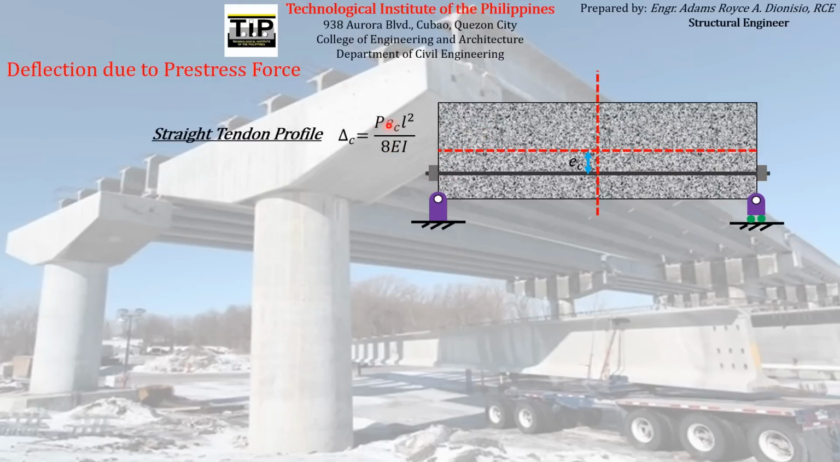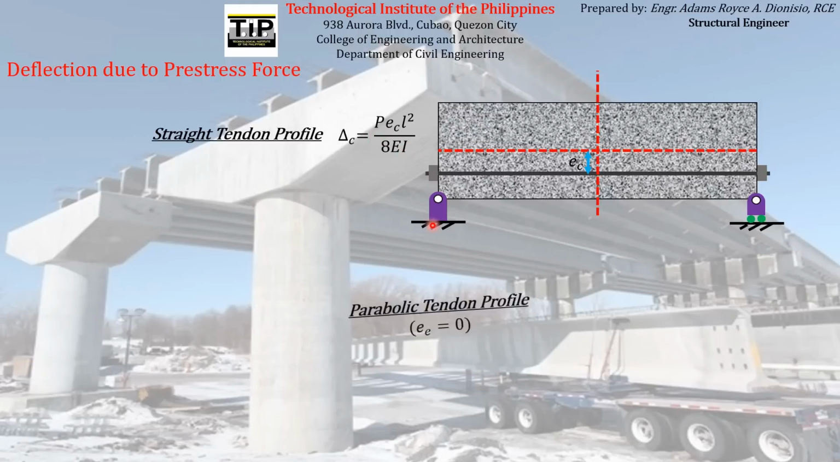So that magnitude of deflection is just equal to this: the magnitude of the prestress force that will be transferred to the concrete element times the eccentricity at the center, which in this case, since the profile is straight, is the eccentricity all throughout the length of the beam. L is the span of the beam, the length of the beam. E is the modulus of elasticity of the beam, and I is the moment of inertia of the cross-section of the beam. So that is the formula for finding the deflection due to prestress force alone. You have to remember that the formula considers only the deflection due to application of prestress force.